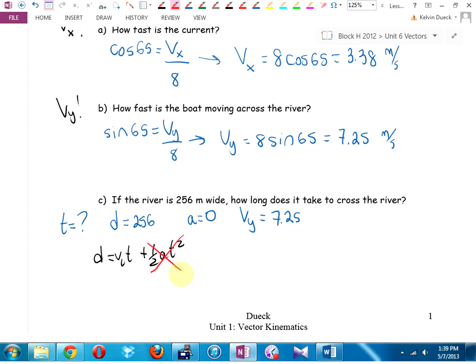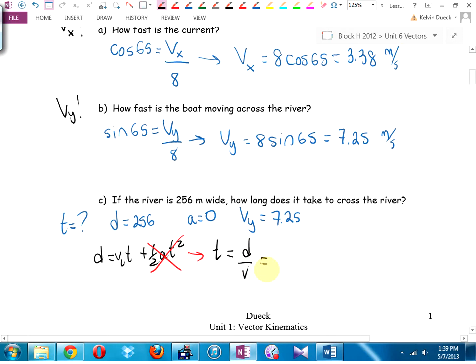What did they tell us? What did you say they were asking us to find? How would I get the T by itself? Divide by what? I want to get the T by itself, so I want to get rid of the V in front of it. Divide by the V, right? So if I hear you correctly, you're saying T equals distance divided by V.